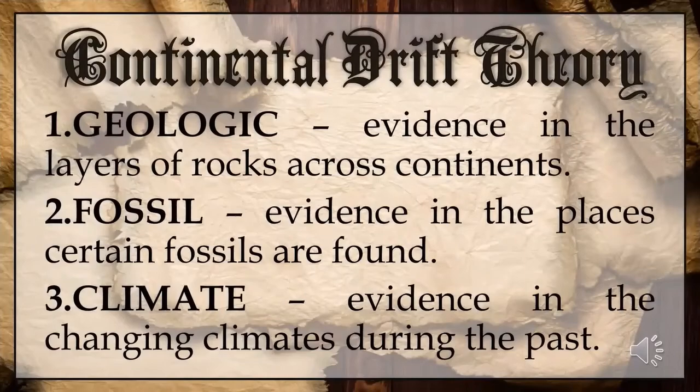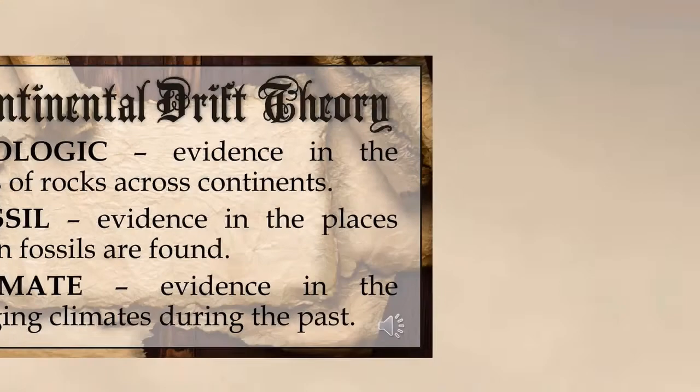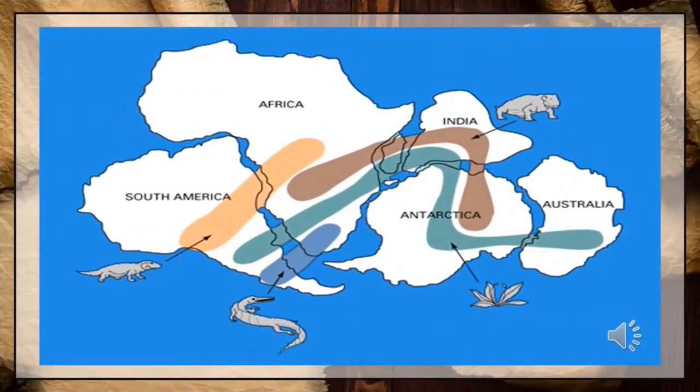The next one is fossil. Those are evidences in the places certain fossils are found. The geologic evidence is not enough. That's why Wegener went back to the drawing board. He dug through files of books in libraries and became quite interested in fossils and other evidence of prehistoric life. Fossils are any trace of an ancient organism that has been preserved in rocks.